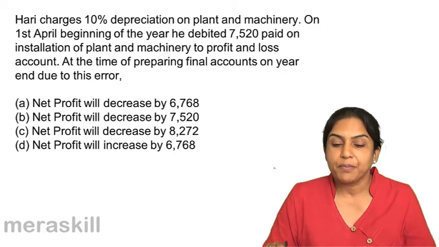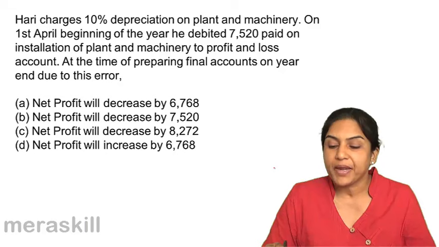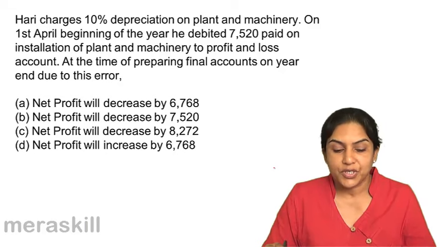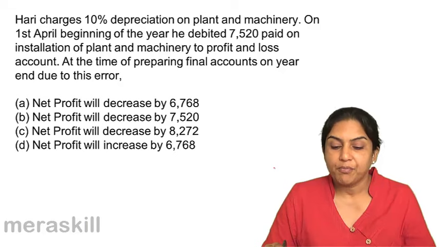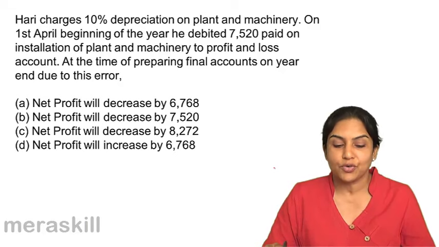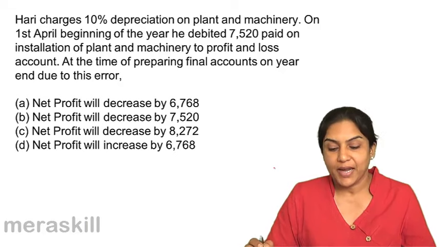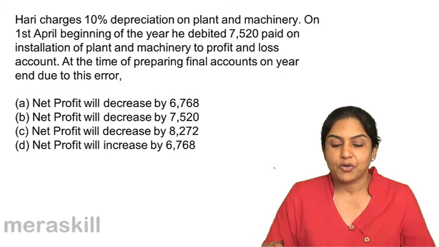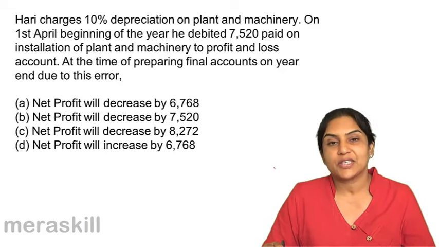Next, Hari charges 10% depreciation on plant and machinery. On 1st April, beginning of the year, he debited 7520 paid on installation of plant and machinery to profit and loss account. At the time of preparing final accounts at year end, due to this error, A, net profit will decrease by 6768, B, net profit will decrease by 7520, C, net profit will decrease by 8272, and D, net profit will increase by 6768.